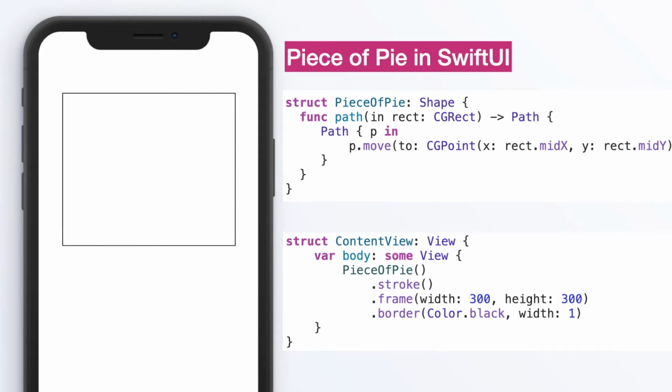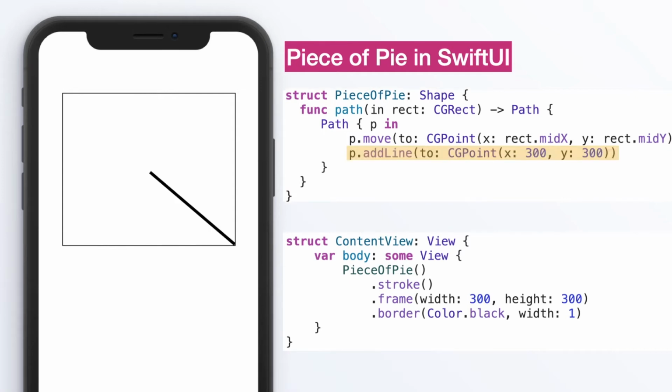So far so good, but let's say we want to draw a line from the center to the bottom right corner. How do we do that? Well, we simply call this function on path that is called addLine, and here we say draw a line to the point at 300 in X and 300 in Y. Now since our frame is bounded to 300 width and 300 height, it just perfectly hits the corner of our frame.